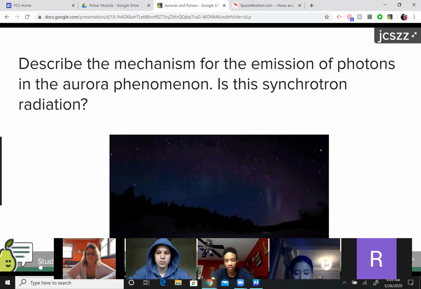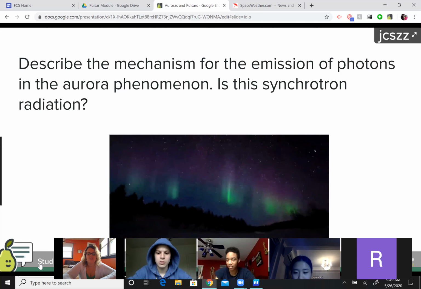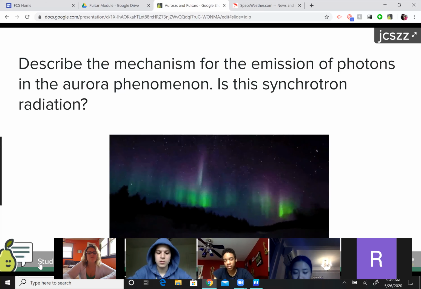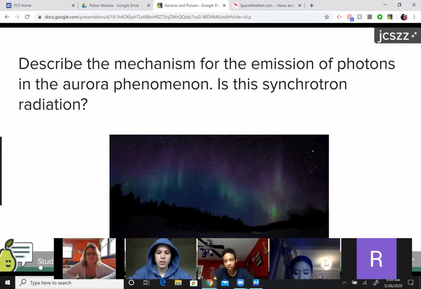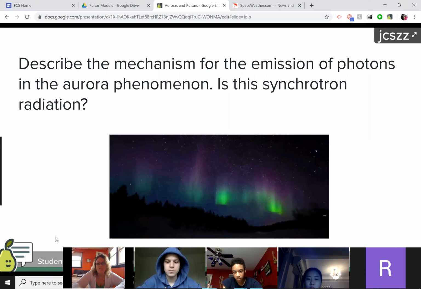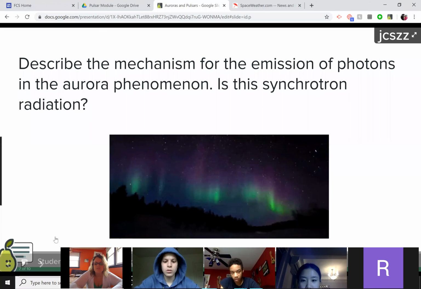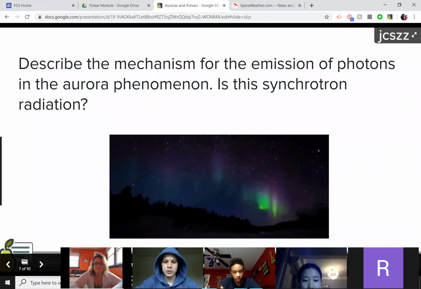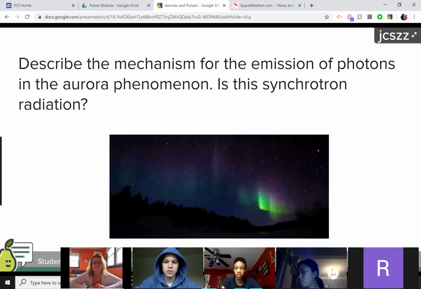Mine isn't letting me type for some reason. Oops. Okay. I'll try to reload it. Maybe that'll work. Yeah, I think it lets me see the responses. Oh, here it is. What does synchrotron radiation mean? Okay, I was waiting for somebody to ask that. Okay, so anyone remember what synchrotron radiation is?